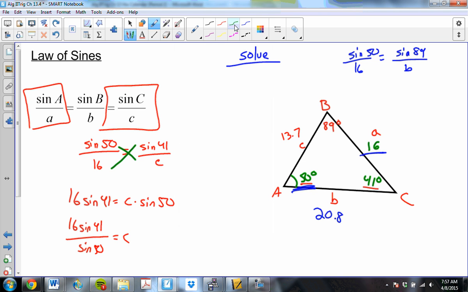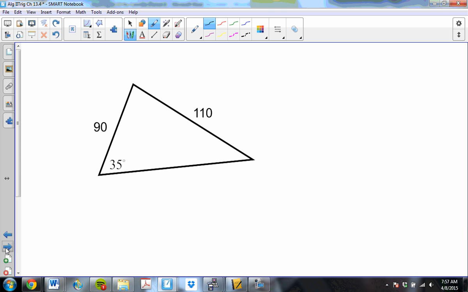You should always check to make sure that the smallest angle is going to the smallest side. So angle C was the smallest angle, and it's going to the smallest side. Angle B was the largest angle. It's going to the longest side. So that's all good. One more.